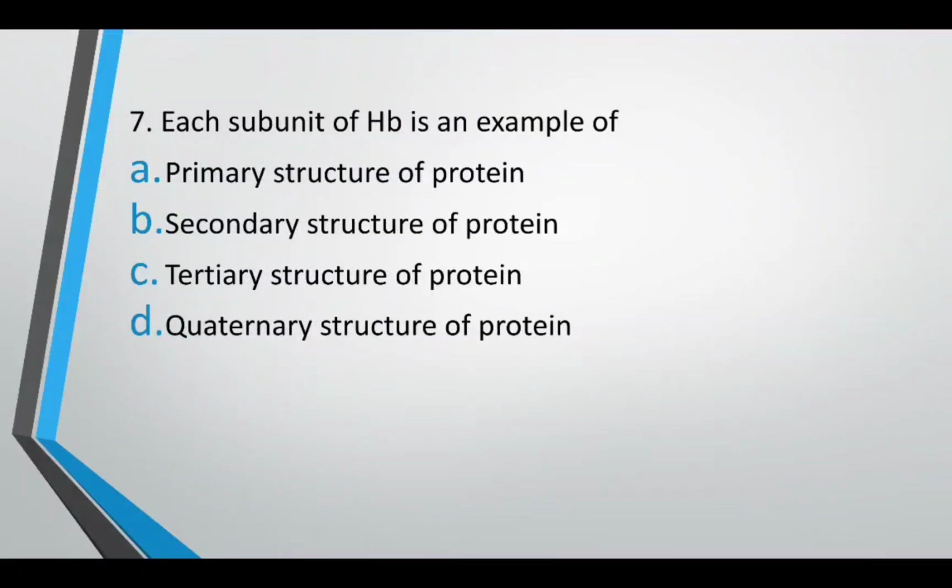Each subunit of hemoglobin is an example of primary structure of protein, secondary structure of protein, tertiary structure of protein, or quaternary structure of protein. Each subunit of hemoglobin is an example of. The correct answer is option C. Each subunit of hemoglobin is a tertiary structure of protein, and like that there are 4 subunits of hemoglobin that make up one hemoglobin molecule, and that one hemoglobin molecule is the quaternary structure of the hemoglobin.